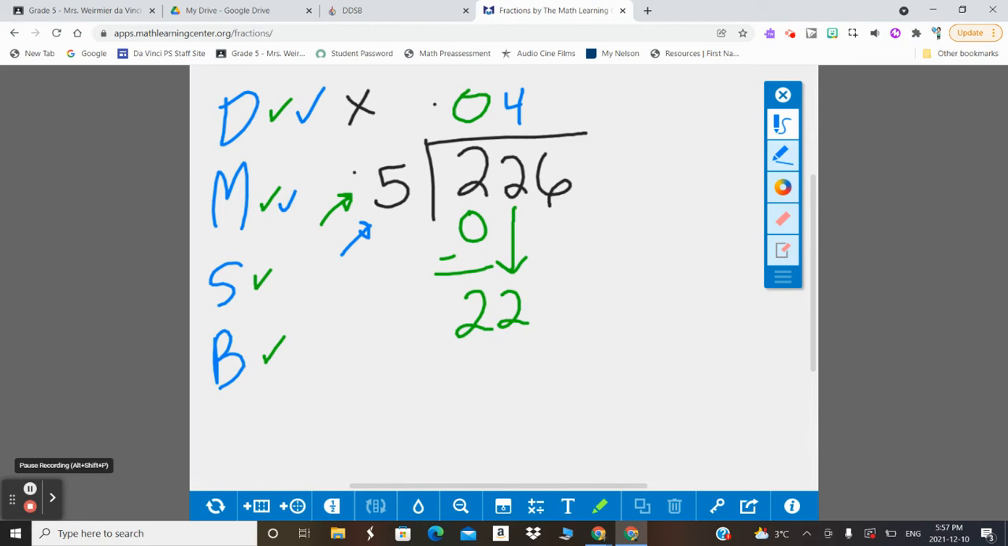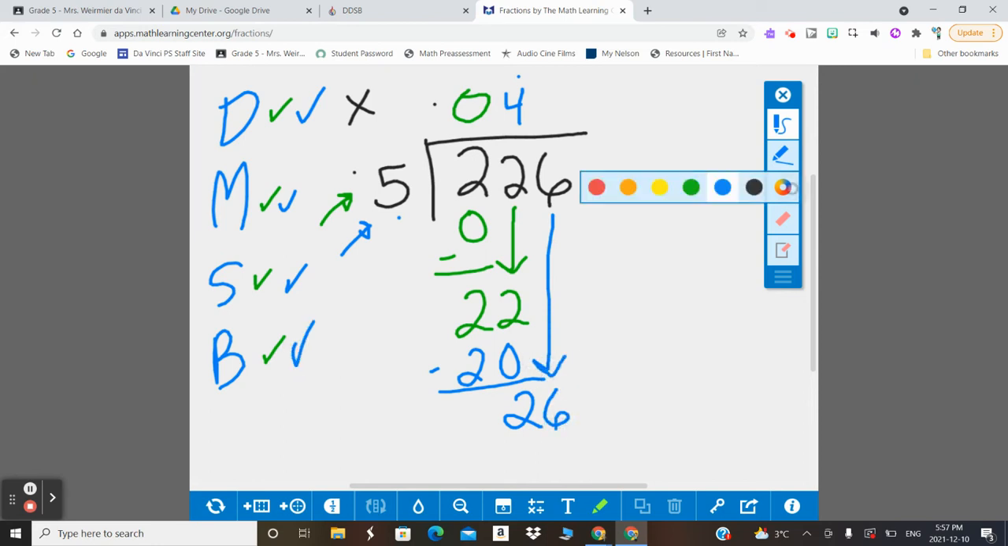Now I'm going to multiply. So we're doing 4 times 5 is 20. Now we're going to subtract. 22 minus 20 is 2. And I'm going to bring down the 6. And so we've done that. Now we'll do one more because I have this last digit.